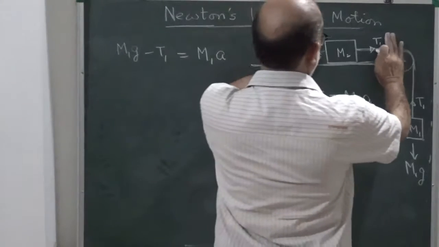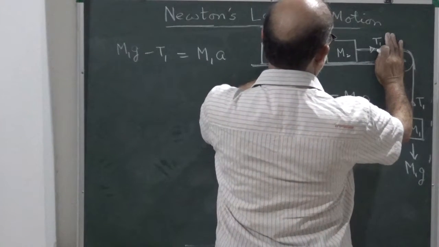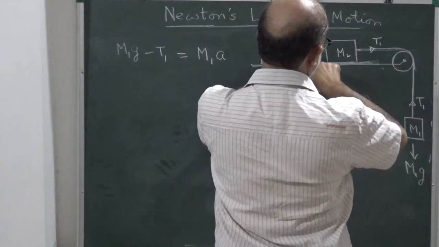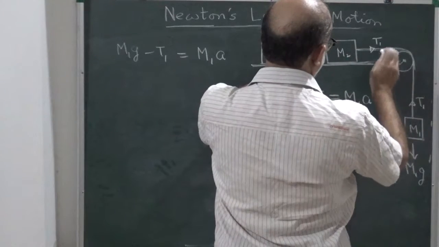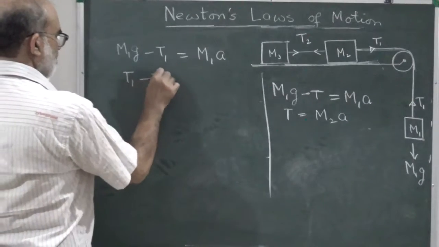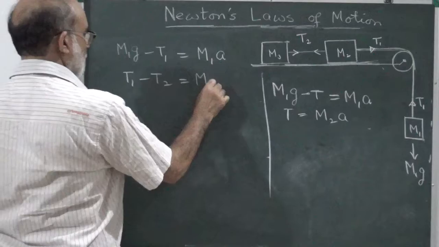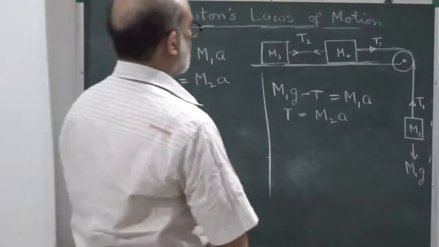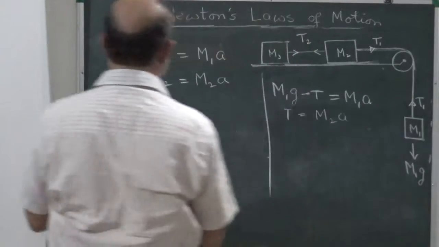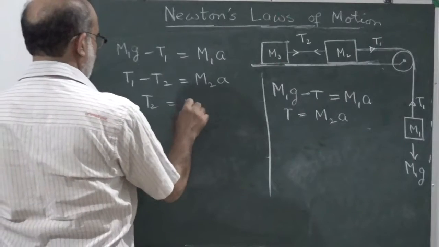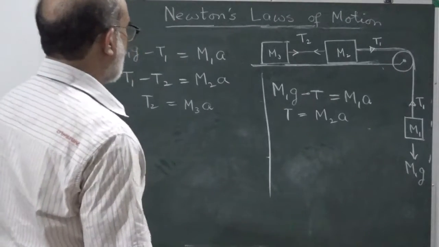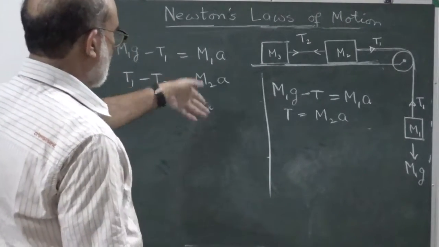For this block, if we consider this as our system, two forces act, T1 here, T2 here, but the block is accelerating on the right hand side, so T1 is greater than T2, so it is T1 minus T2 is equal to M2A, and for the third block, only this one force acts, that is T2 is equal to M3A. Now you can solve these equations, you can find both T1 and T2 and the acceleration.